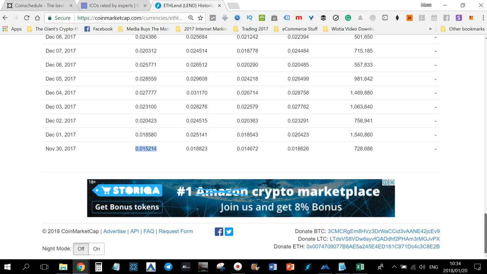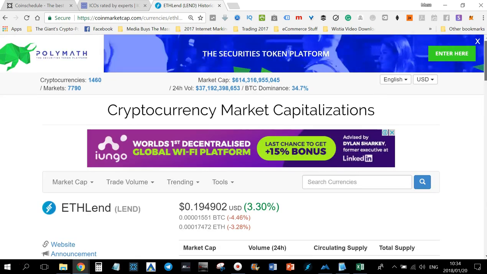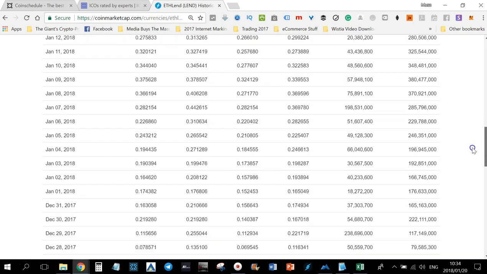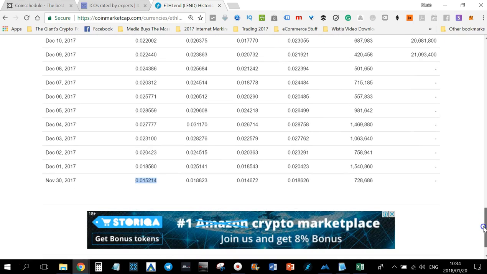But today, as you can see, it's over 19 cents. So it means that if I bought this token when it was first listed here, then I would have made a profit already of over 18 cents per token.